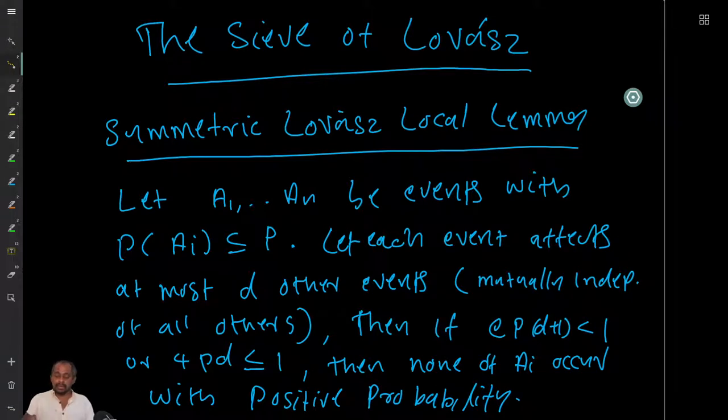So what we are saying is that the probability of a1 bar intersection a2 bar, etc., an bar, that none of these events happen together, is positive. Which means that if I can define my events a1 to an such that if none of them occur, then something good happens, like my graph has a good coloring, or I can find a subgraph which is monochromatic or not monochromatic. Something like that.